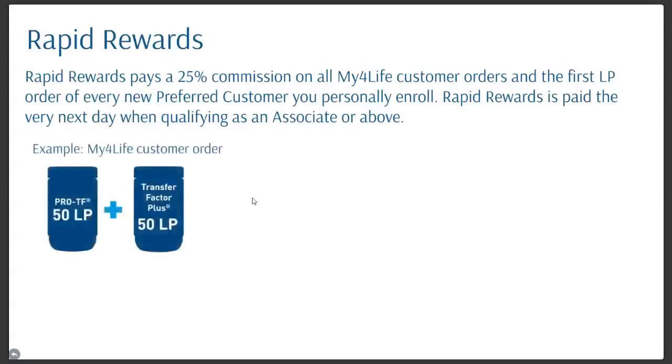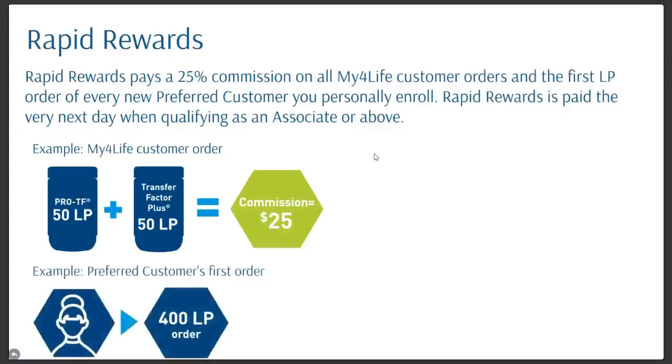So let's look at a quick example of how that would work. Say that somebody goes and does an order on your My4Life website, and it's a My4Life customer order. They buy a bottle of Pro-TF, that's 50 LP, and then they also buy a bottle of Transfer Factor Plus for another 50 LP. The very next day, you are going to receive a commission of $25, as long as you've already met your 100 PV requirement for qualifying that month.